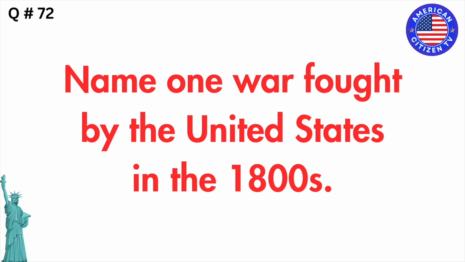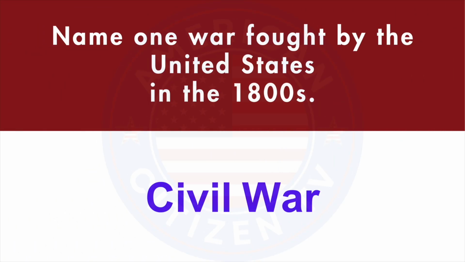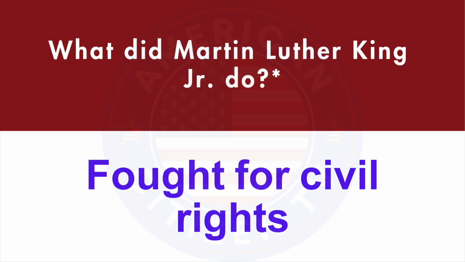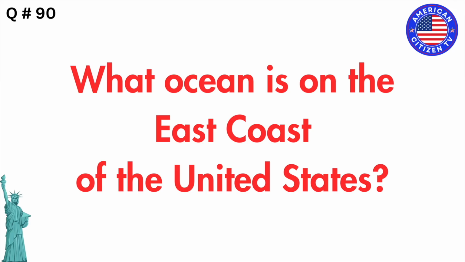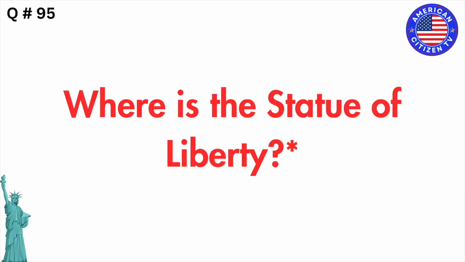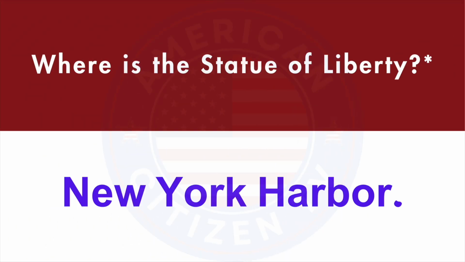Name one war fought by the United States in the 1800s. Civil War. What did Martin Luther King Jr. do? Fought for civil rights. What ocean is on the east coast of the United States? Atlantic Ocean. Where is the Statue of Liberty? New York Harbor.